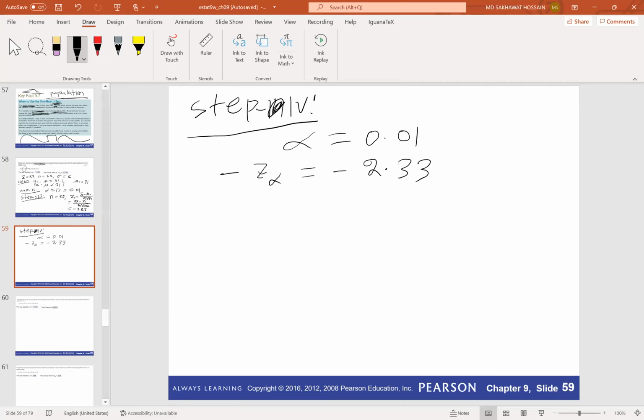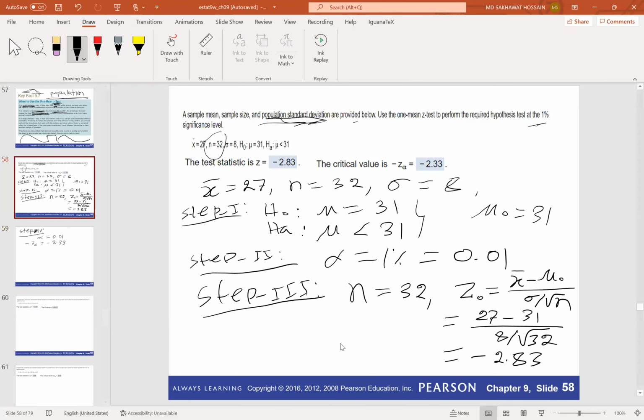Okay, so let me see if you have any question. So here, first step, we wrote the null hypothesis, alternative hypothesis, then alpha is 0.01 because it is 1%. Then the sample size is 32, which we can consider as a large sample size. That's why we are using z-test. So we calculated the test statistic, which is negative 2.83.